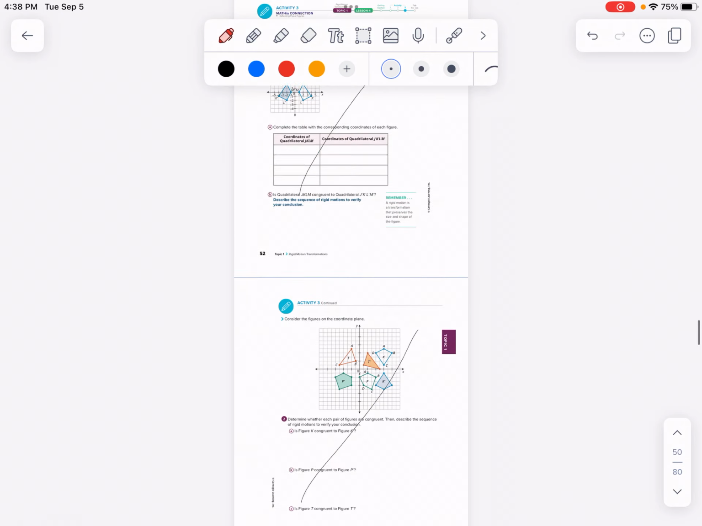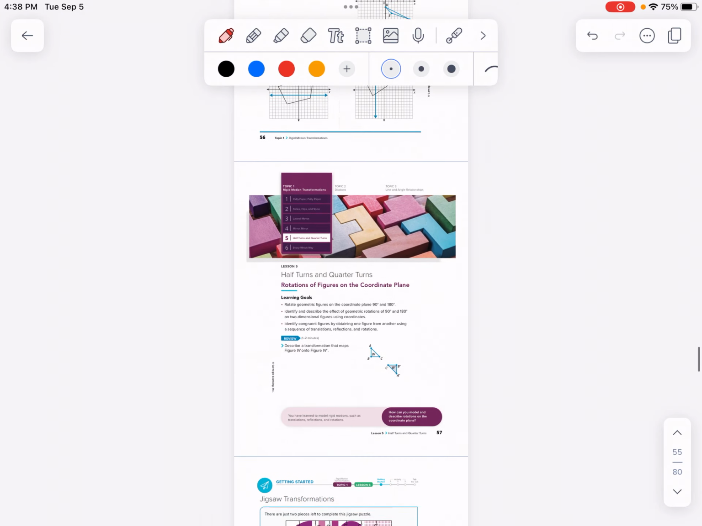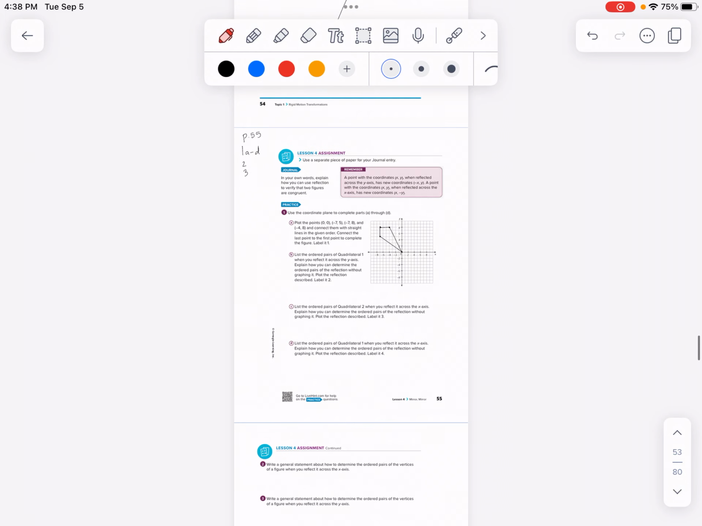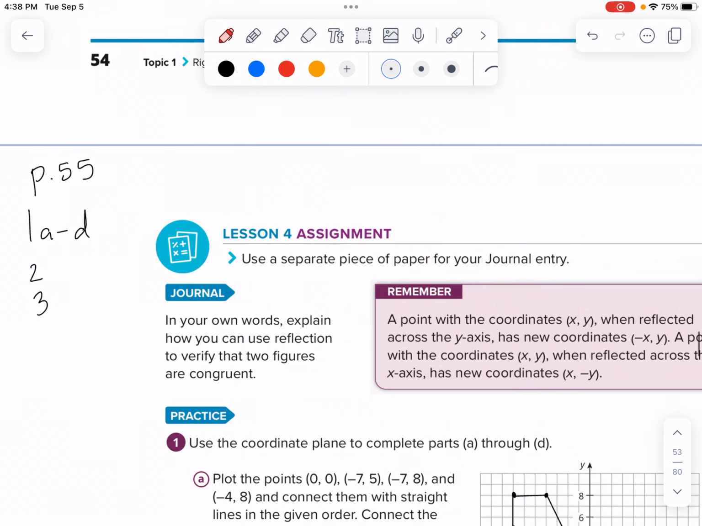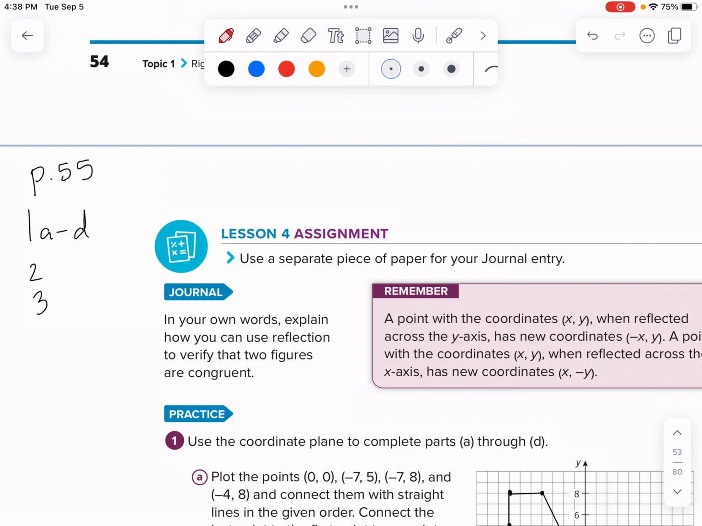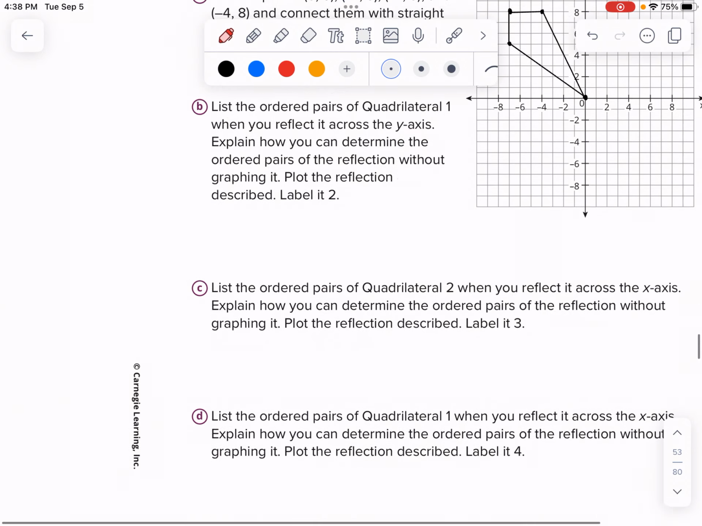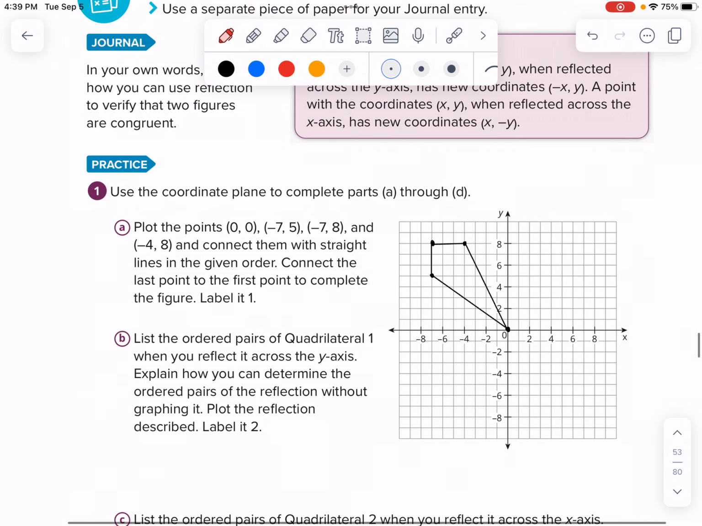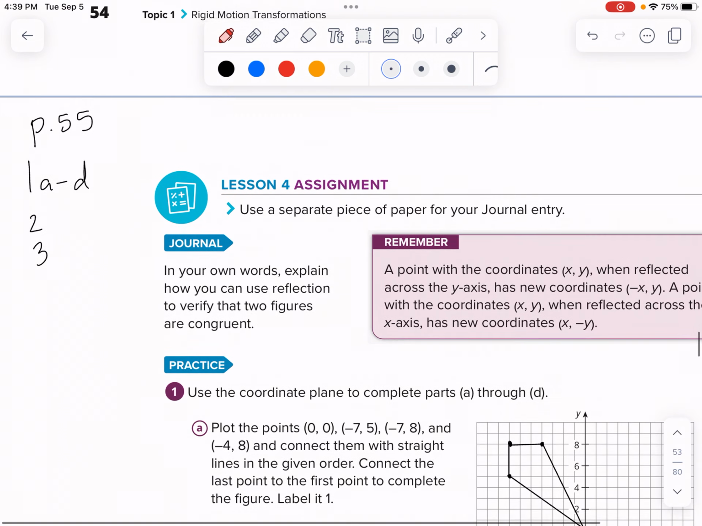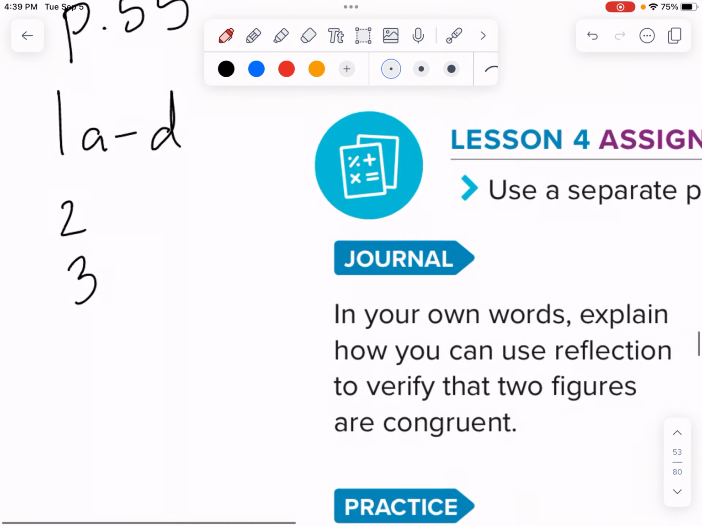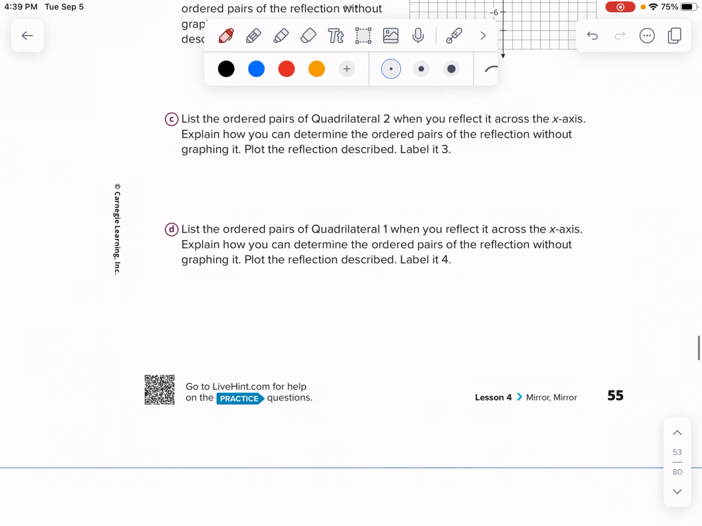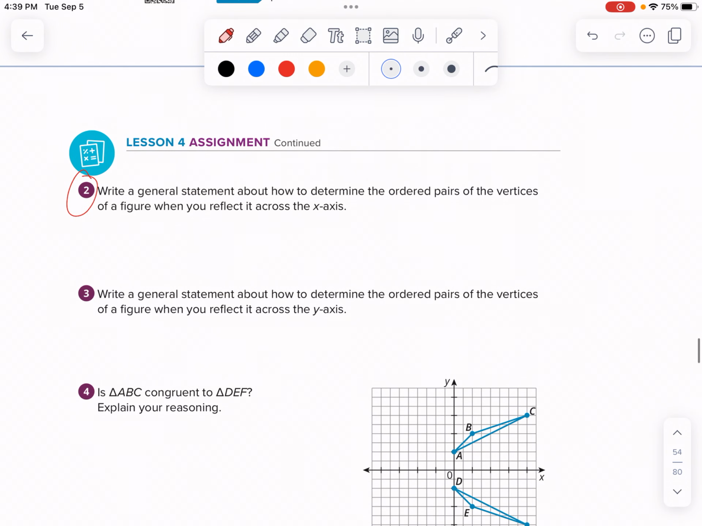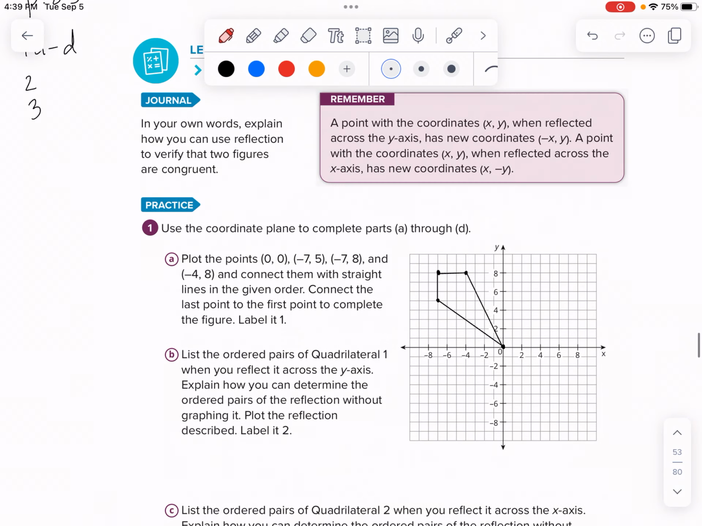I'd like for you to go to page 55 for the assignment. The assignment I'd like for you to do, on page 55, is going to be 1A through D. So A, B, C, and D. I already did number 1 for you. And then number 2 and number 3 on the back side. We're not doing number 4. So if we look on the back side, we're doing this one. We're not doing this one. All right, going to get started on your assignment.